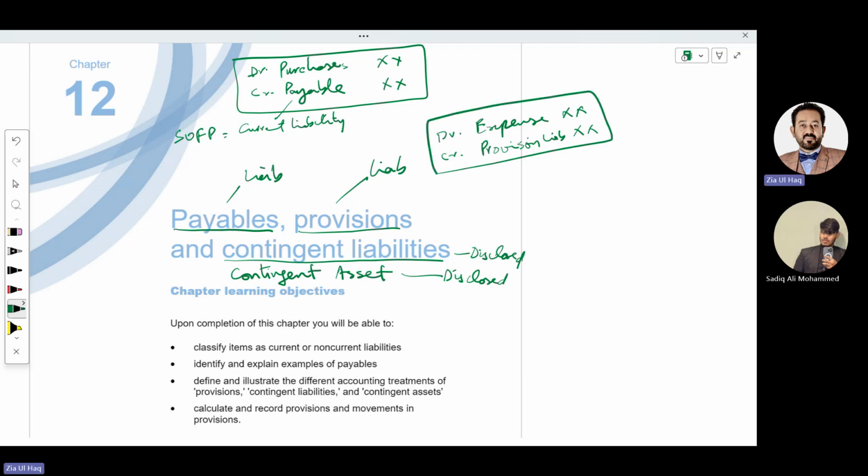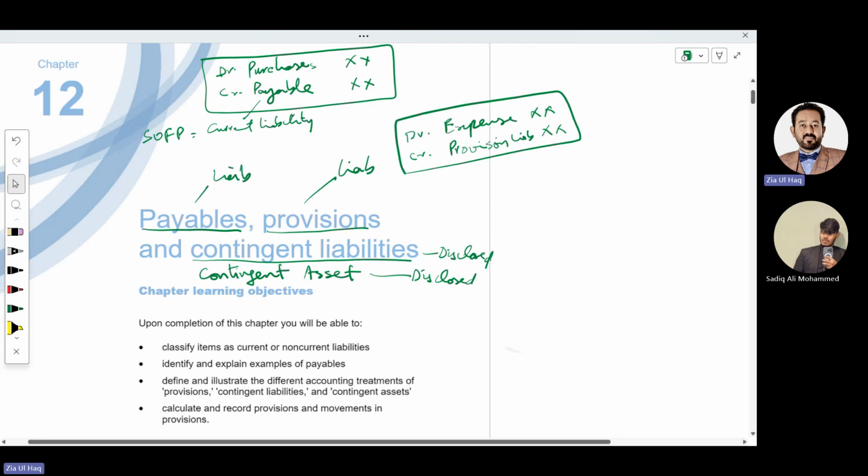The accounting entry of payable is debit purchases or expense, credit payable. For provision, the accounting entry is expense debit, provision liability credit. And for contingent liability and contingent assets, there is no accounting entry. They need to be disclosed in the financial statements, meaning they are not part of the profit and loss account, not part of the balance sheet, not cash flow, not changes of equity. They need to be disclosed in the notes to the accounts. There is no accounting entry of contingent liability and contingent asset.